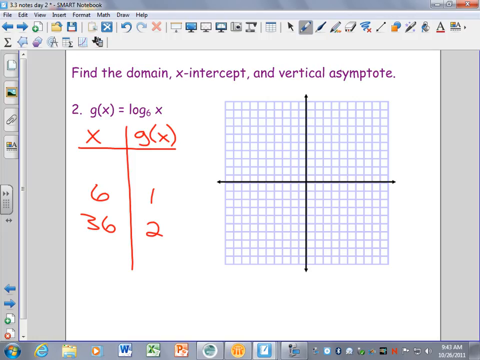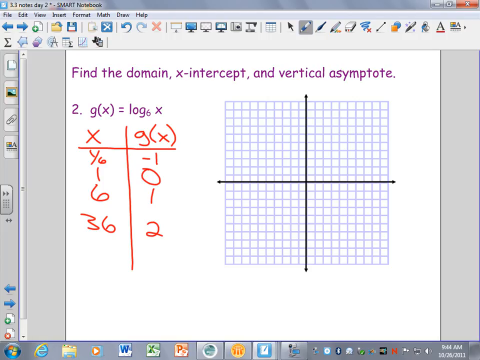Can I pick some other points that maybe aren't so big? 1? 0. Think about exponential. Remember with exponential, you always had the point 0, 1? For log graphs, do you agree without any transformation, you're always going to have the point 1, 0 on it? 1/6? What would be the y value that goes with 1/6? Negative 1.